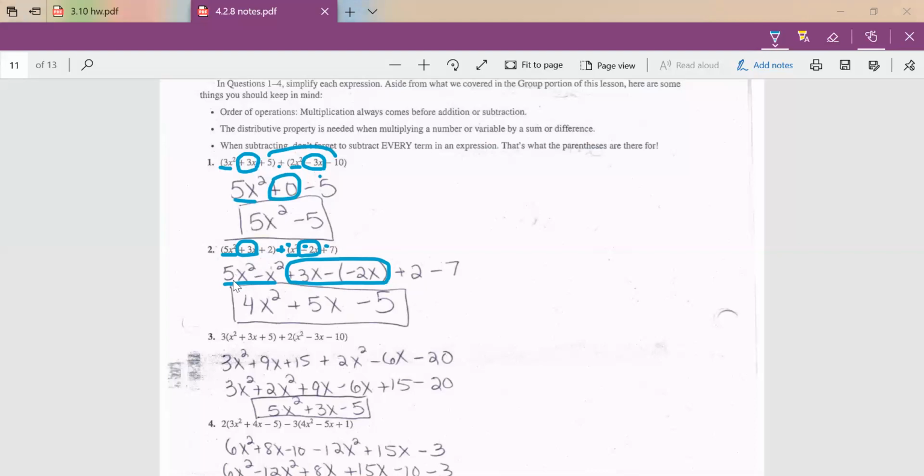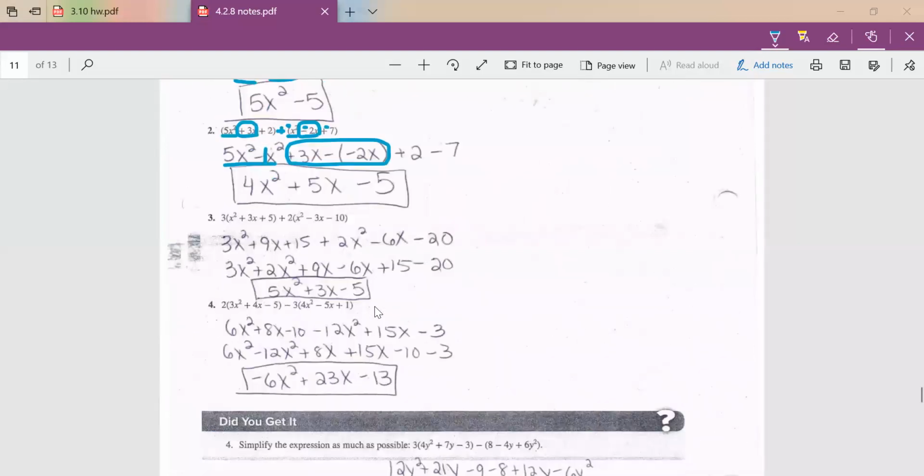Now I'm going to combine them all together. 5 minus, remember there's a 1 here. 5 minus 1 makes 4x squared. Note I didn't change the exponent. Now I have 3 minus negative 2 makes 5x. And then 2 minus 7 makes negative 5.